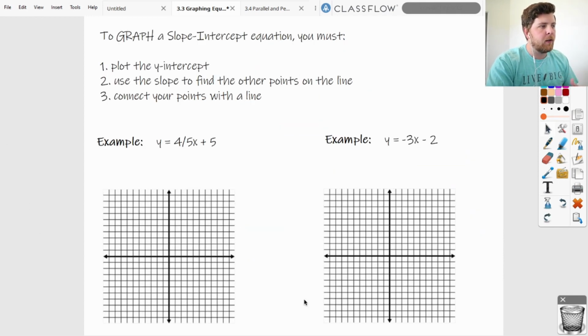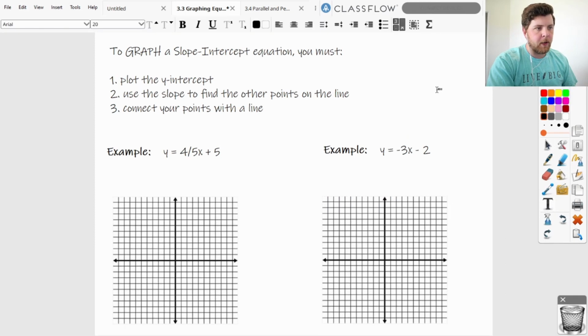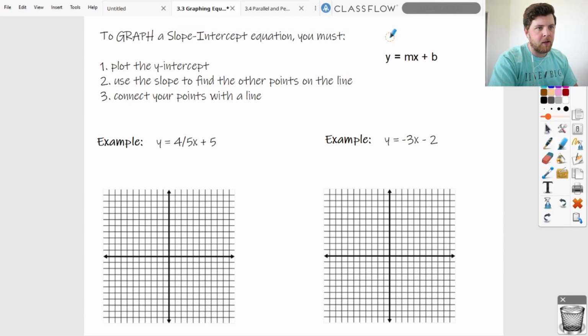Okay, so given these, we want to identify my slope and my y-intercept. All of these are already in y equals mx plus b. So I'm just going to highlight my m in orange and my y-intercept in pink. Looking at this first example, my slope is 4/5 and my y-intercept is positive 5. So what I'm going to do is start on positive 5 on the y-axis.